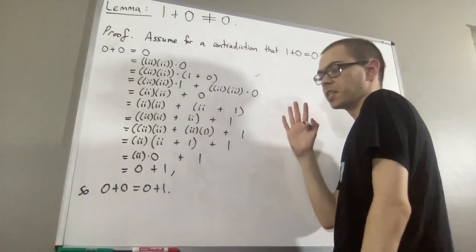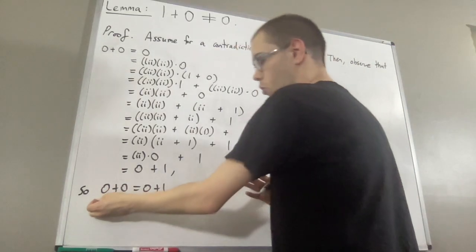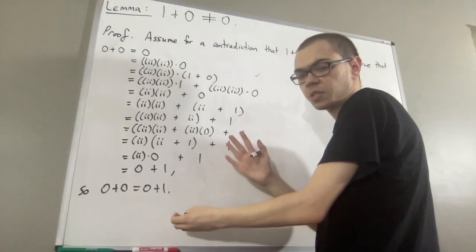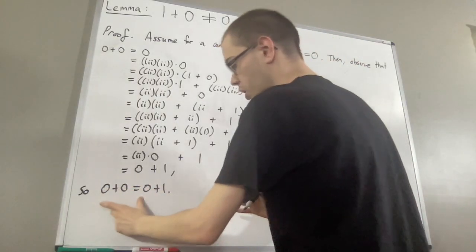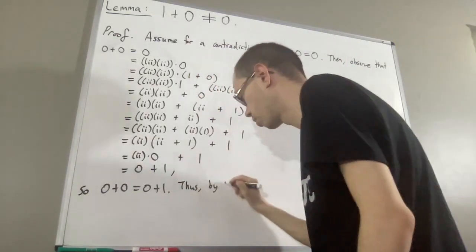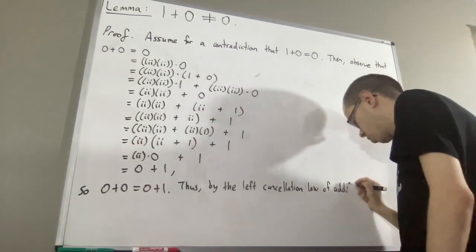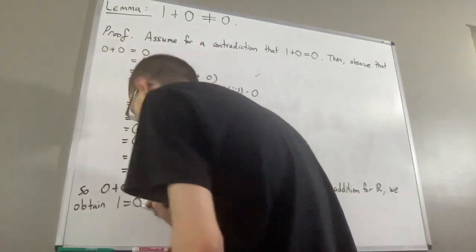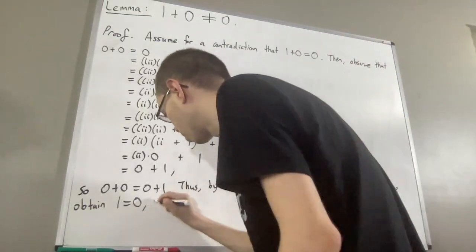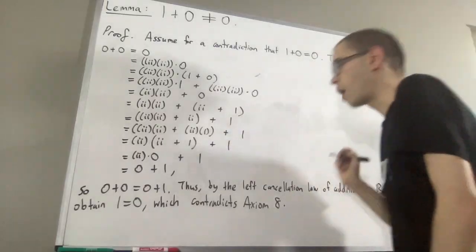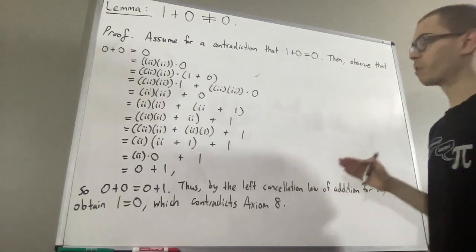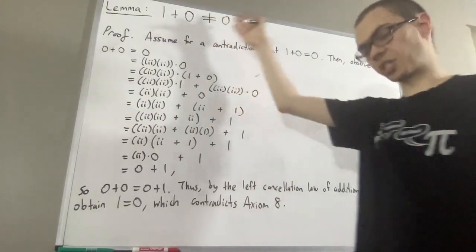But then, since 0 and 1 are real numbers, well then we can apply the left cancellation law of addition for real numbers. So that means we cancel out the zeros, we're left with 0 equals 1, or 1 equals 0. But this contradicts axiom 8, which tells us 1 is not equal to 0. Our assumption that 1 plus 0 is equal to 0 led us to a contradiction, so we must instead have that 1 plus 0 is not equal to 0.